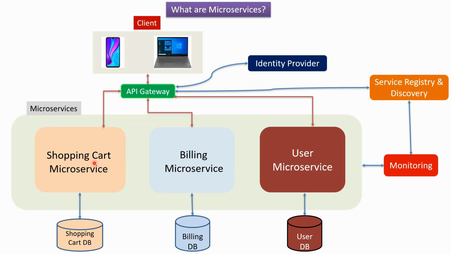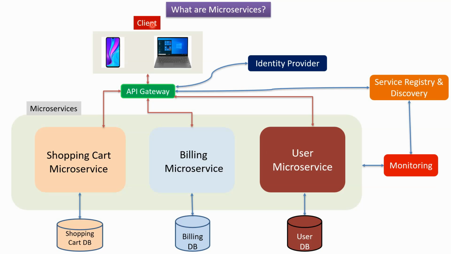Here you can see the shopping cart microservice, and it is connected to the shopping cart database. And here you can see the billing microservice, connected to the billing database. Here you can see the user microservice, connected to the user database. The shopping cart microservice is responsible for adding items to the cart and removing items from the cart. The billing microservice is responsible for billing the items in the cart. And the user microservice is responsible for creating, deleting, updating users, etc.